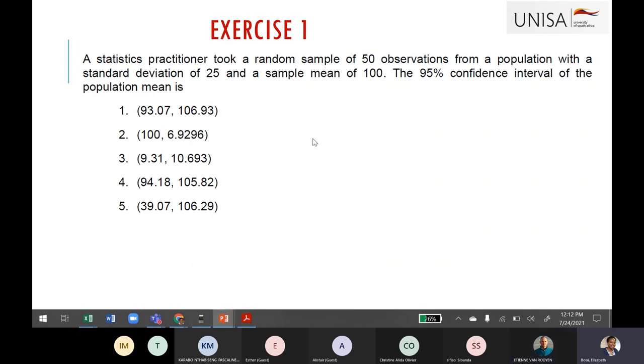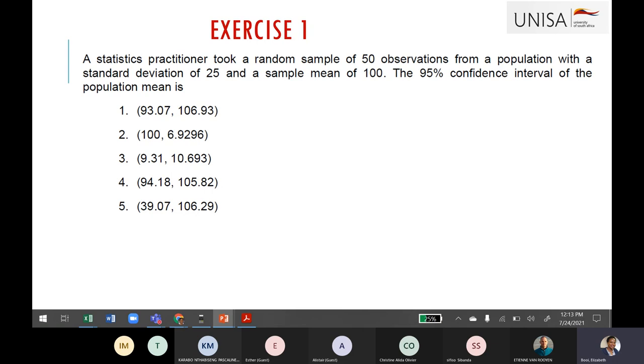PDF that I sent. Okay, so since we're going to do this together, we will do two questions together, and then I will leave you to do the rest of the questions on your own. So a statistics practitioner took a random sample of 50 observations from a population with a standard deviation of 25 and a sample mean of 100.